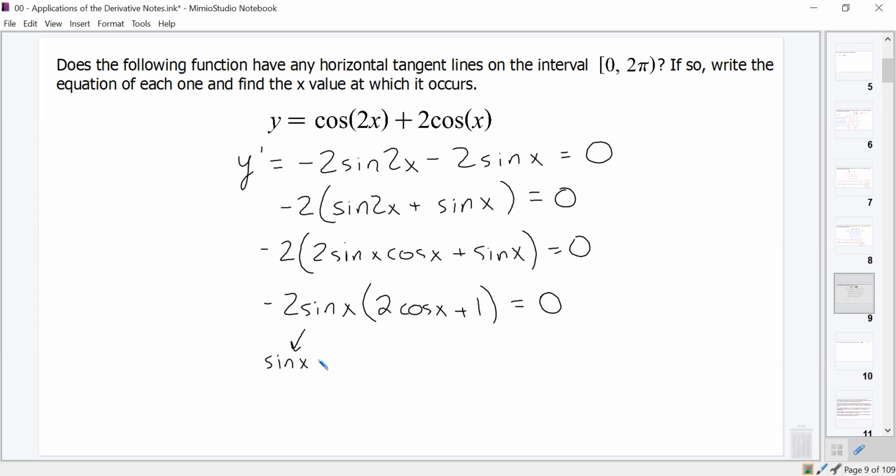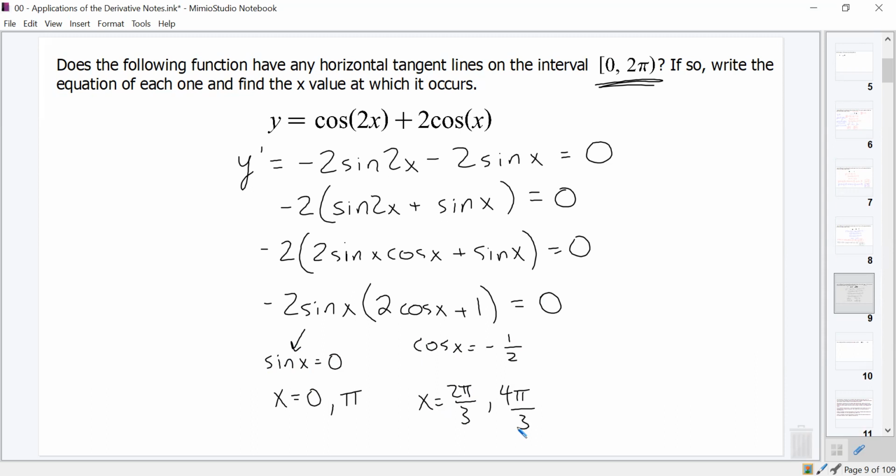This gives us sine x equals 0, where x is either equal to 0 or pi on the interval that was given to us, half of an interval 0 to 2 pi. And then this one, 2 cosine x plus 1, when we set that equal to 0, a little rearranging gives us cosine x equals negative 1/2. And we know cosine is equal to a half at angles where the reference angle is pi over 3, and cosine is negative in the second and third quadrants. So that'll give us x equals 2 pi over 3 and x equals 4 pi over 3.